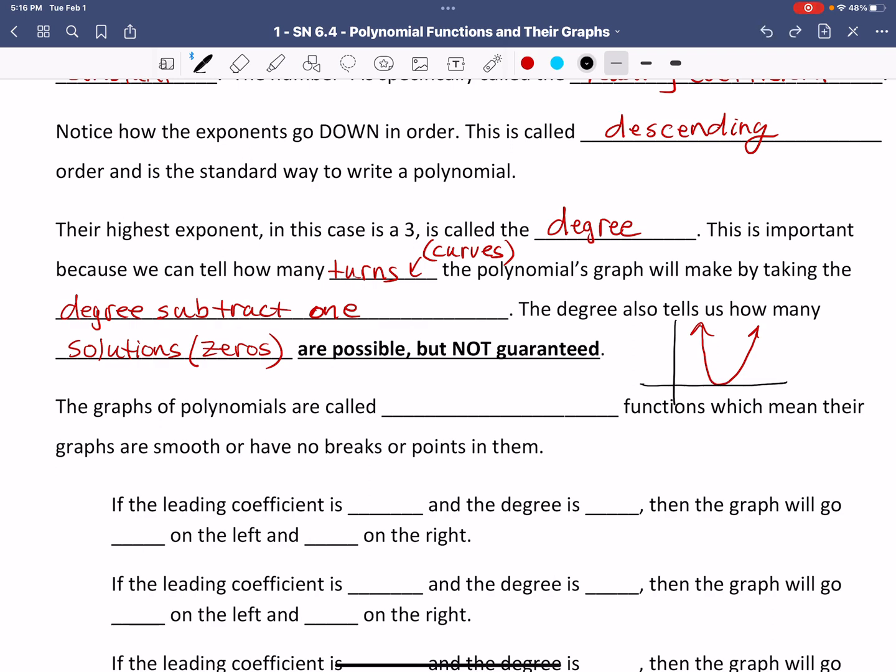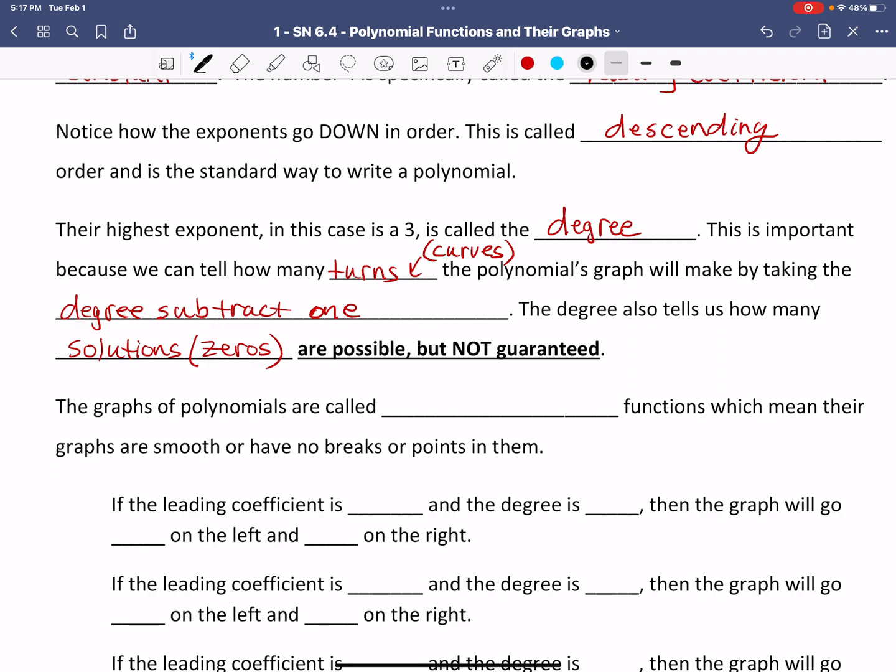And lastly, if the x-axis is down here and the y-axis is here, then we have no solutions because this graph doesn't cross the x-axis at all. So again, the degree does not guarantee the number of solutions. It just tells you how many you might have.